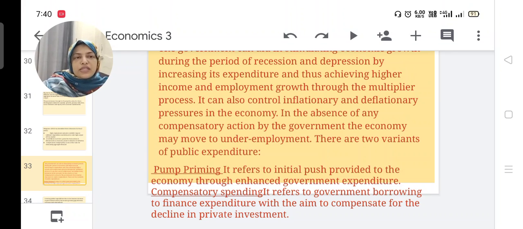Then compensatory spending refers to government borrowing to finance expenditure with the aim of compensating for a decline in private investment. When private investment is sometimes low, the government should encourage investment. At that time the government spends more. That is compensatory spending.